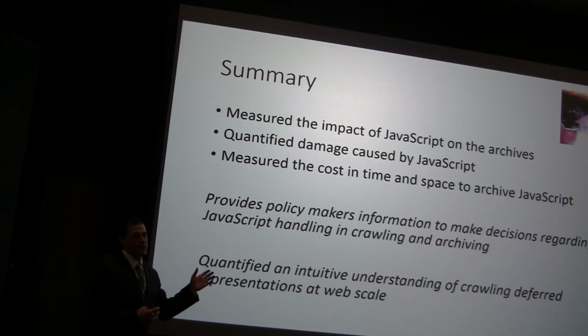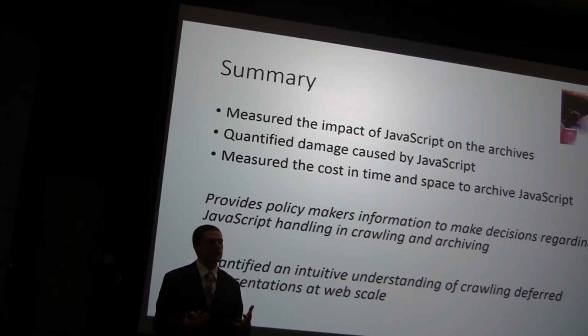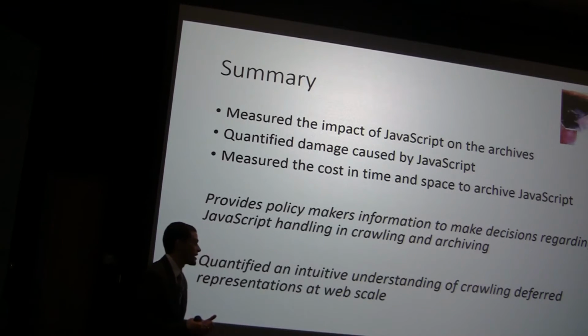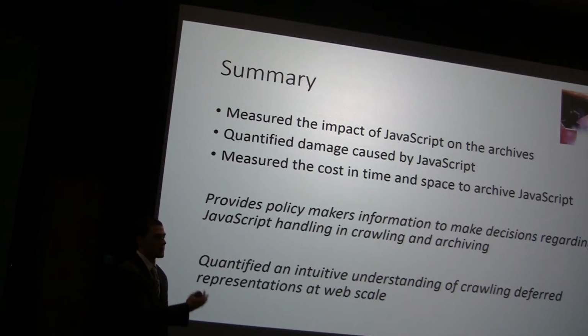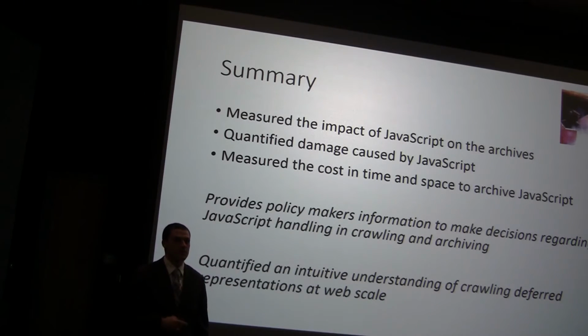And finally, what we've done is we've quantified something that everyone sort of intuitively understood, and that is that JavaScript has a negative impact on the archives. And en route to quantifying this method, we've proposed a way to overcome some of those shortcomings of our current crawling frameworks to archive these deferred representations. And at this point, I can take any questions that you guys might have.